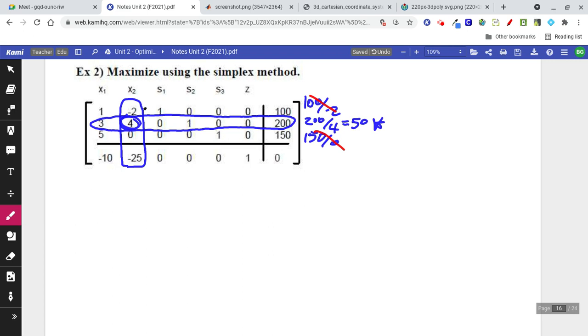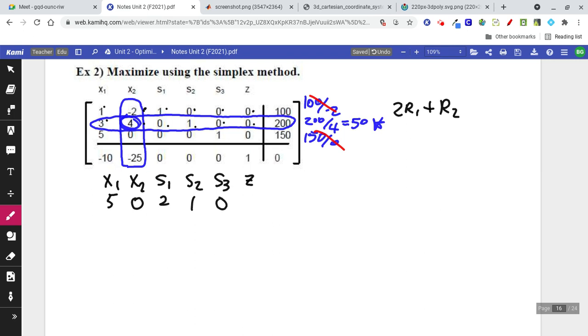What can I do here? 2 row 1s plus row 2. They give me -4 plus 4. That's going to be 0. Okay. So look at your variables. And let's use that row. 2 row 1s plus row 2. That's 2 plus 3, that's 5. And 2 of these plus this is 0. 2 of these plus this is 2. 2 of these plus this is 1. 2 of these plus this is 0. 2 of these plus this is 0. 2 of these plus this, that's going to be 400.